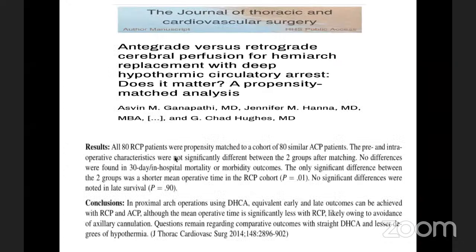So there is no difference with or without intact circle of Willis, as I read in one of the articles. And regarding antegrade versus retrograde cerebral perfusion, they're saying in proximal arch operations using deep hypothermic circulatory arrest, equivalent early and late outcomes can be achieved with retrograde and antegrade, although the mean operation time is significantly less with the retrograde one. Why? Because we are not doing the axillary cannulation, not because of something else. So they're saying they are the same.